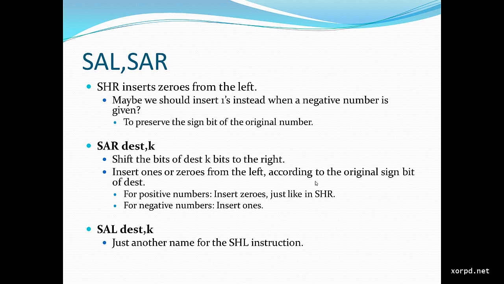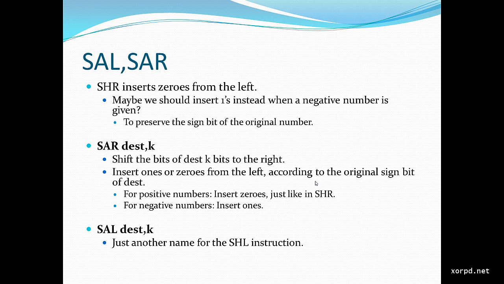So how do these instructions work? I remind you that shift right inserts zeros from the left. Maybe we should insert ones instead when a negative number is given. And we will insert ones to preserve the sign bit of the original number. Previously, shift right just inserted zeros, and when we did that, we turned a negative number into a positive number, which is not the result that we want. Maybe if we insert ones from the left instead, we will get the right result. This is just some kind of a guess.